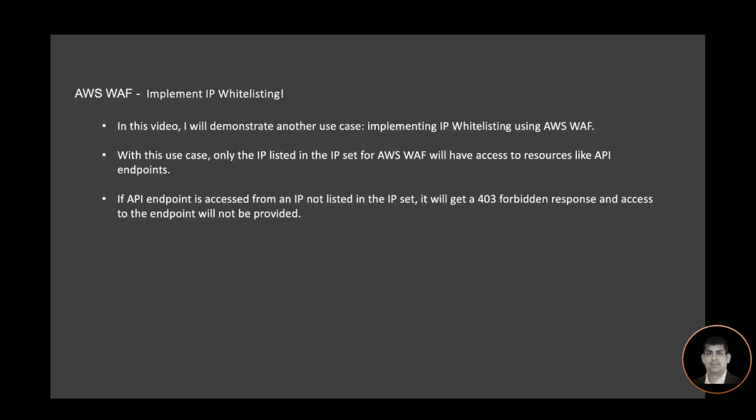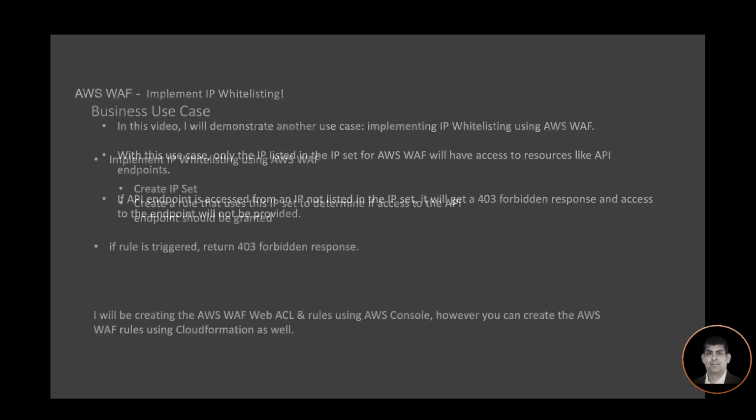In this video, I will demonstrate another use case implementing IP whitelisting using AWS WAF. With this use case, only the IP listed in the IP set for AWS WAF will have access to resources like API endpoints. If the API endpoint is accessed from an IP not listed in the IP set, it will get a 403 forbidden response and access to the endpoint will not be provided.